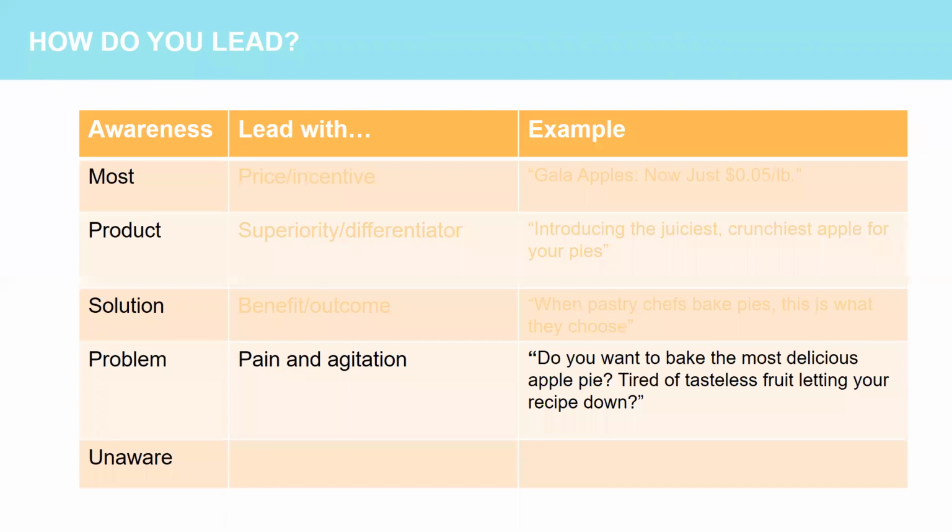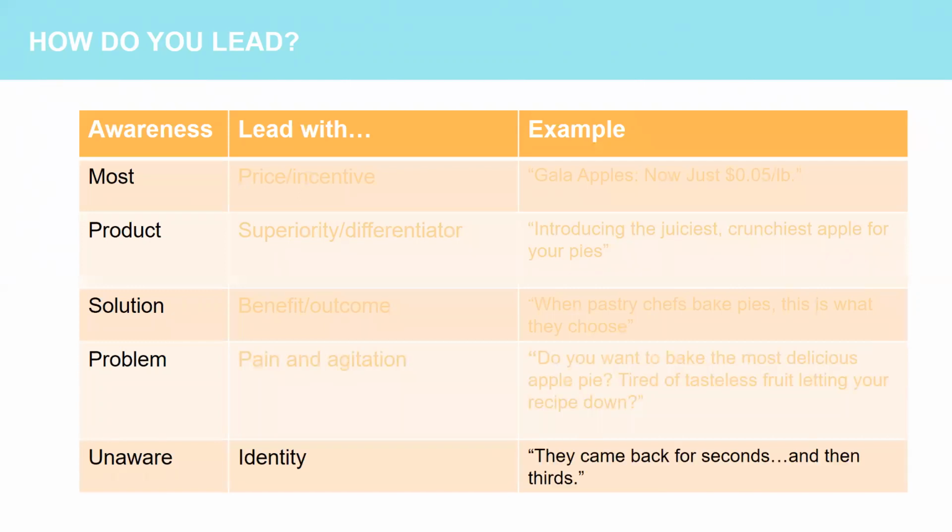And then for someone who's unaware, these are people who only have an idea of their identity. They may not even know they want apples. They may not even know they want to bake pies. We want to appeal to their identity. So something like, they came back for seconds and then thirds, pure curiosity. And someone's going, oh, that's interesting. What were they eating? Why were they eating it? What made it that way? So you can see at all different levels of awareness, we're still selling the same product. We're just trying to meet the lead with what they already know or what they need to hear.